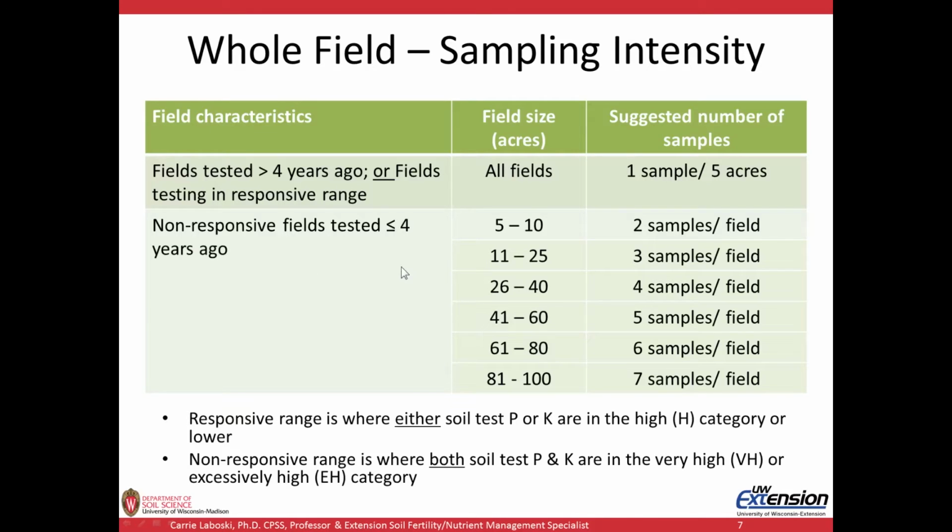And when we have our sampling for whole field type approach, and we're in the non-responsive range, the last time we tested, you can see that we can alter the number of samples taken. And essentially you're reducing the intensity of sampling. And the reason for this is last time it was sampled, everything was really high. And so if you've been maintaining your nutrient applications, it's probably going to be relatively high still, so you could probably back off a little bit.